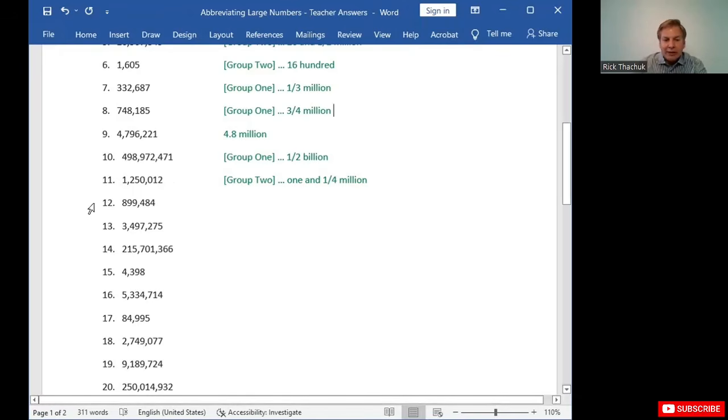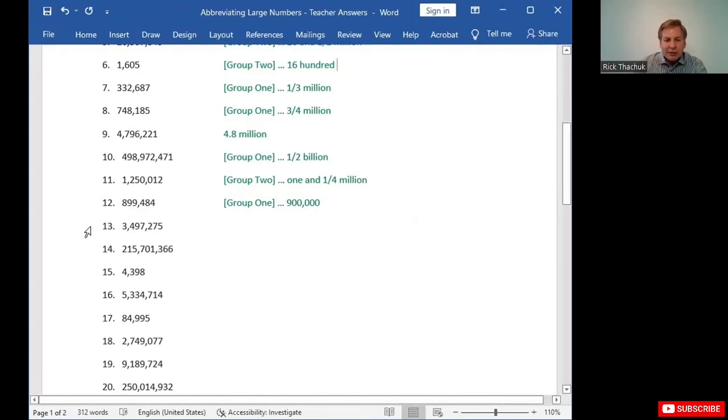Number 12, 899,484. Well, that number is quite close to 900,000, a nice even round number. It's just under that, so I might use anything from group 1 and then 900,000. Almost 900,000, or approximately 900,000.